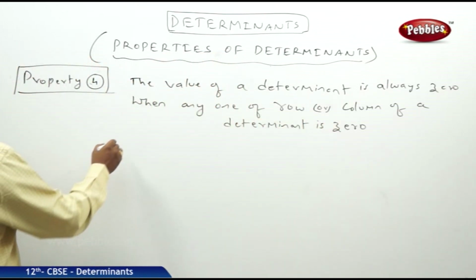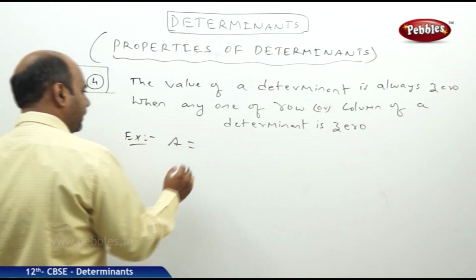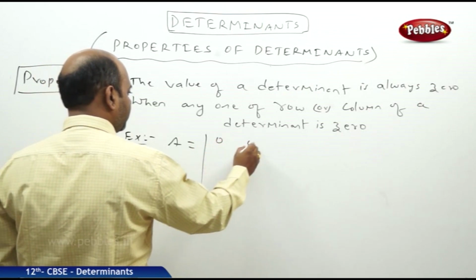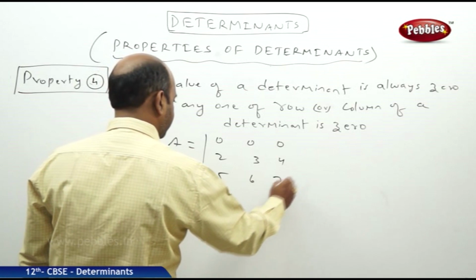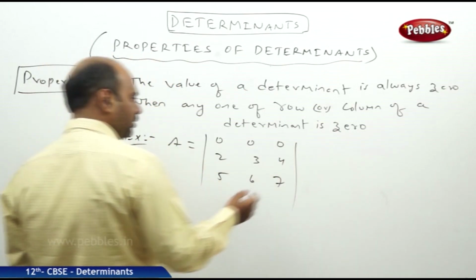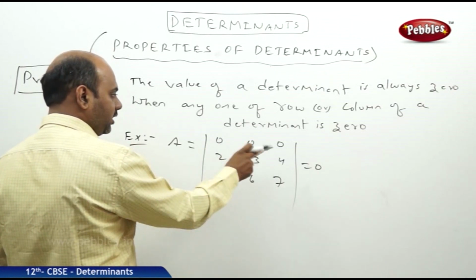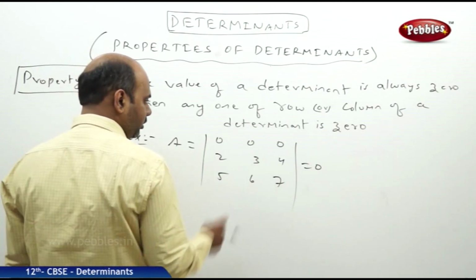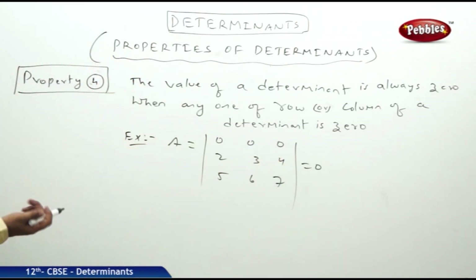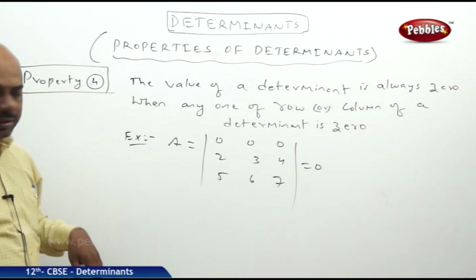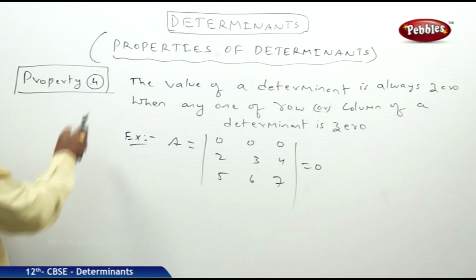For example, suppose capital A is equal to the determinant with first row 0 0 0, and here 2 3 4 and 5 6 7. I think the value is blindly 0, because if I expand the determinant with respect to the first row, it is 0 into its minor, minus 0 into its minor, 0 into its minor. So definitely I can tell the value of a determinant is always 0 when any one row or column of a determinant is 0.